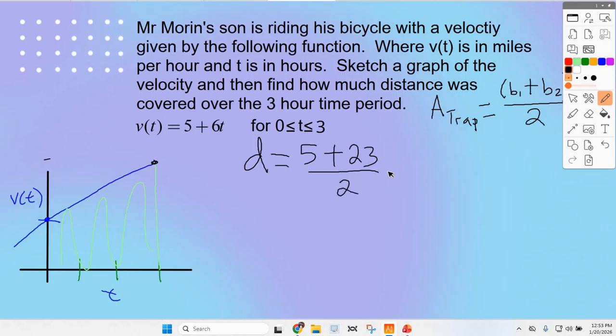Divided by 2. And then what's our height? 3. So 5 plus 23 gives us 28, divided by 2 gives us 14, times 3 gives us 42. And again, we would be in miles? Dang. 42 miles in 3 hours. He was booking it.